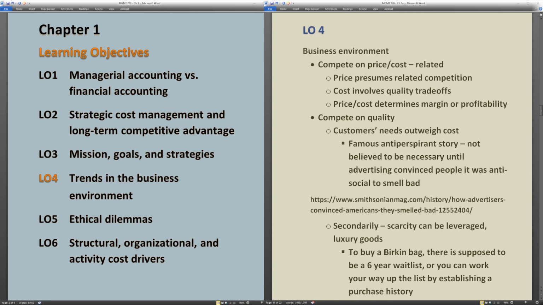And other people have given advice on how to short circuit the wait list. What you need to do is go and form a relationship with the authorized dealer. You need to go in and start buying other goods from Hermes, like a scarf or something else, and slowly build up a reputation for being a good customer. And then perhaps you can kind of get pushed up the wait list. But still, you can't just walk in and buy a Birkin bag. So now that's kind of the extreme, of course, but that's definitely competing on quality, and even the extreme form of quality is scarcity.